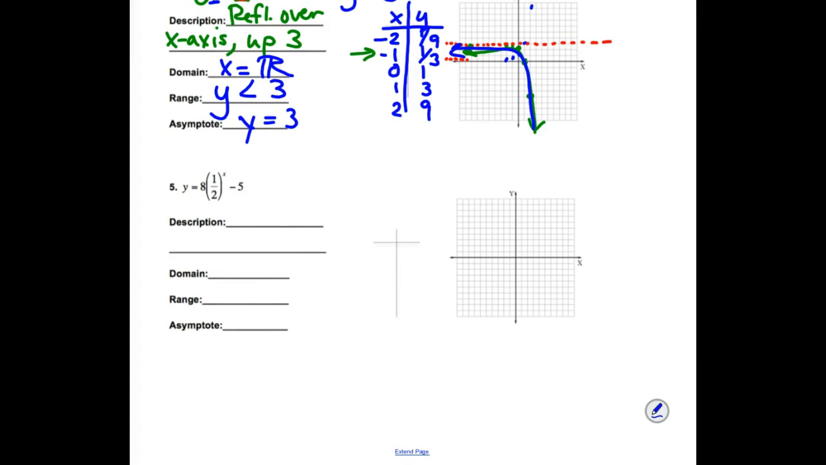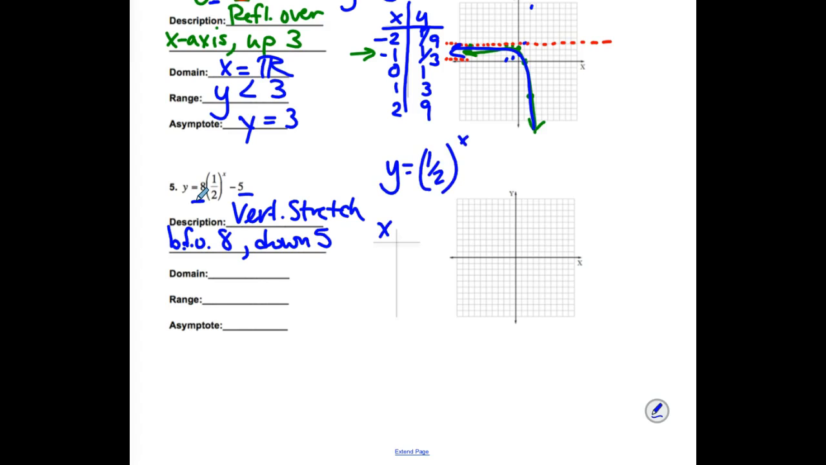All right, our next example, y equals 8 times 1/2 to the x power minus 5. The 8 in front is going to be a vertical stretch by a factor of 8. That means my y values will all get multiplied by 8. The minus 5 at the end means I have to move the whole thing down 5. So my parent function, y equals 1/2 to the x power.